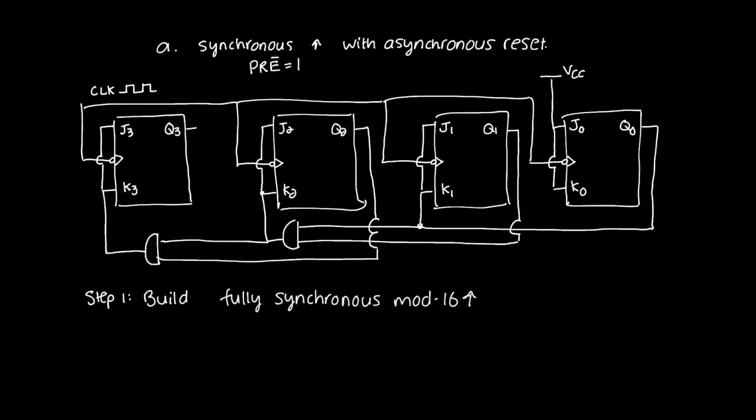I am assuming that you have watched the previous videos or tried your hand at it and you know this pattern, so I have not gone over it. So step 1 complete: we've built a fully synchronous mod 16 up counter. Now for step 2. What is step 2? Step 2 is build the asynchronous reset circuitry.